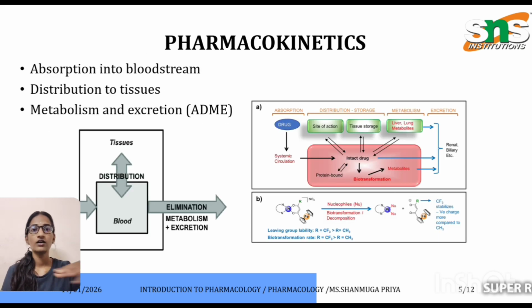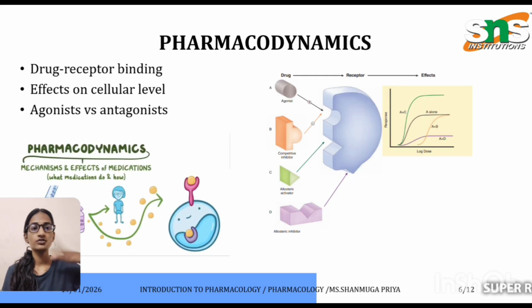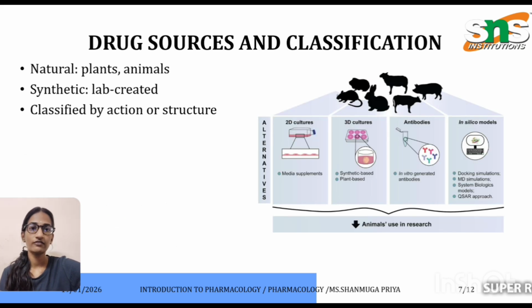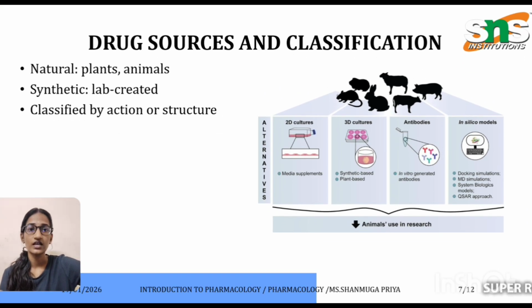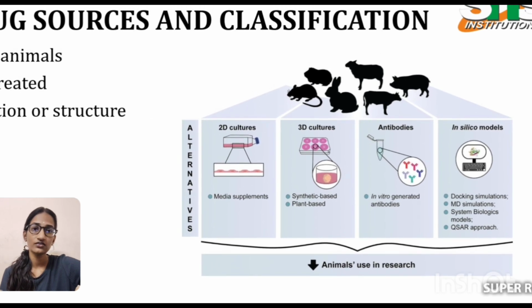And then we have entered the pharmacokinetics, where we have seen about ADME: absorption, distribution, metabolism or biotransformation, and then excretion. And also we have seen about the pharmacodynamics, which means the drug receptor binding, effects at the cellular level, agonist and antagonist. And also we have entered the drug sources and classification, where it is basically animal and synthetic, lab created. It is classified by action and structure.